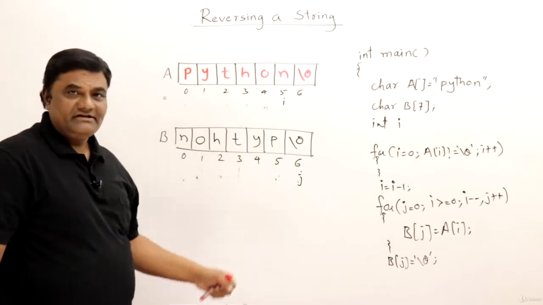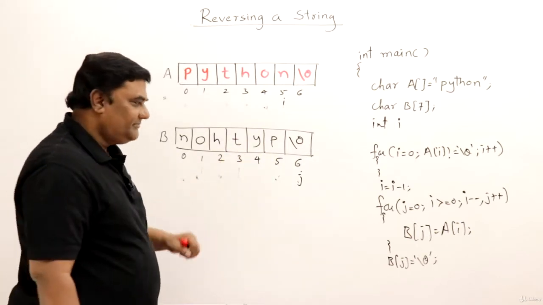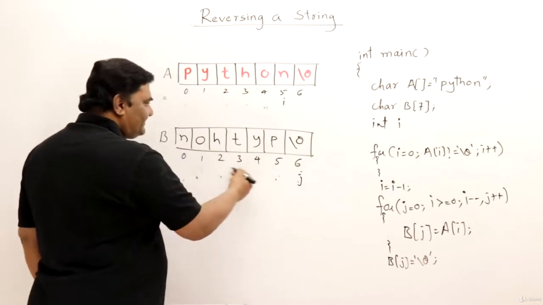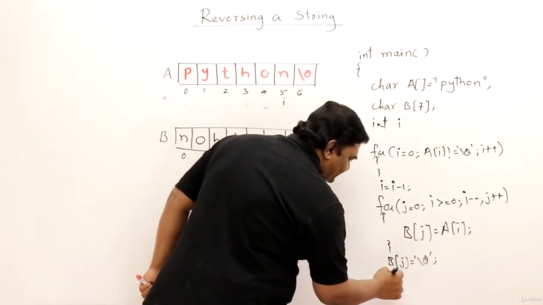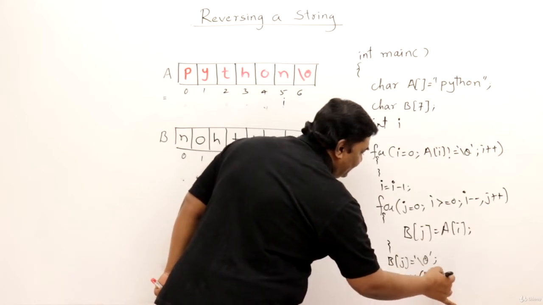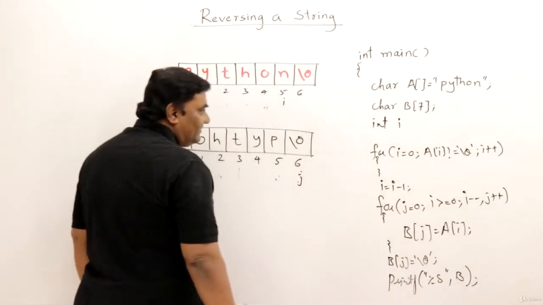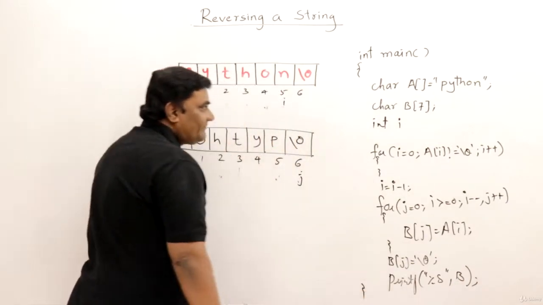Now this becomes a string. It was an array of characters. Now along with the \0 it has become a string. Now I can print this reverse form of this string. So simply say printf percent s, B. This will print a reverse form of a string.